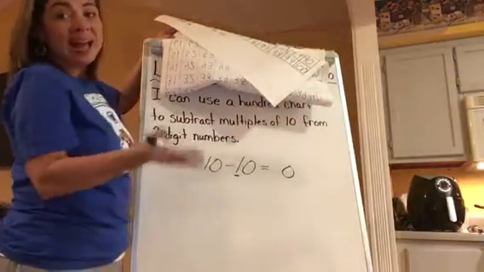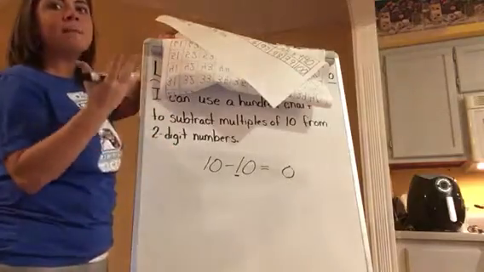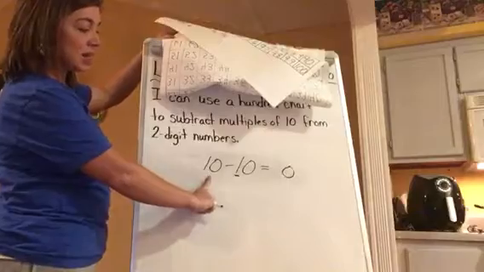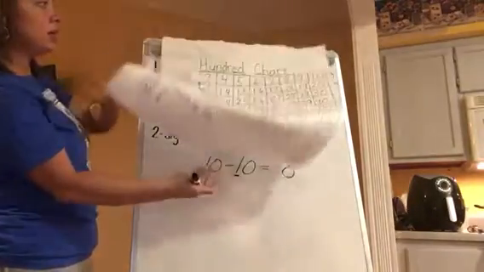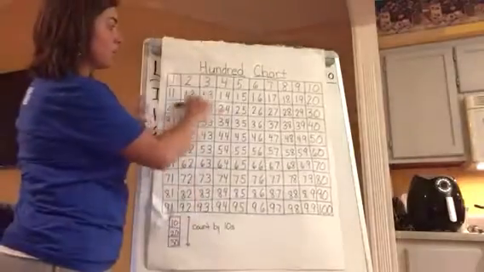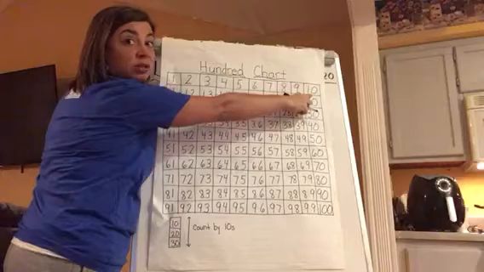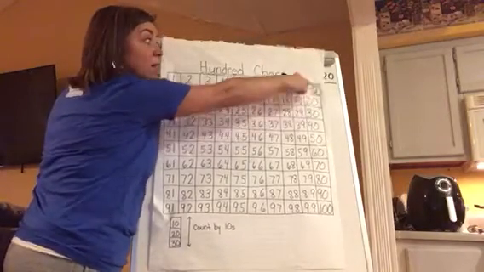Now remember, when we were adding last time we did this topic, then our numbers got bigger. But remember, the number has to get smaller. So 10 take away 10. So let's see. Let's find 10. 1, 2, 3, 4, 5, 6, 7, 8, 10. And we're going to go up how many times? That's right, 1 time.